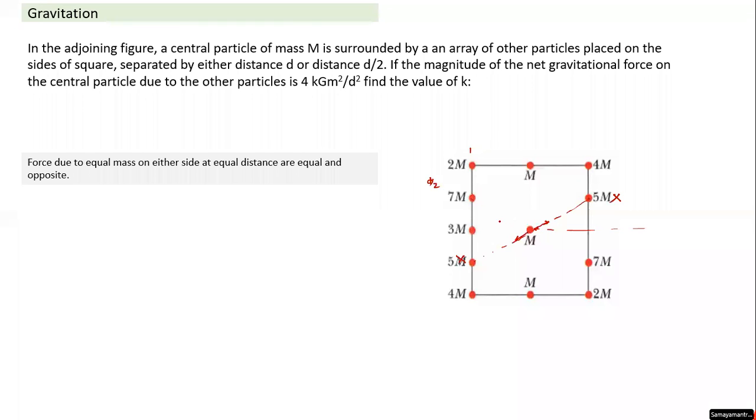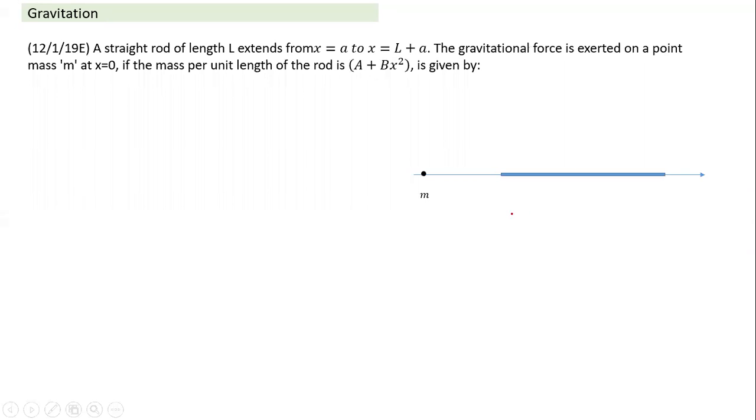Similarly, if I draw this line, this 7m and 7m also get cancelled. This 4m also forms a pair and gets cancelled. This 2m also will exert zero force on M. So what is the net force? The force exerted on M is only due to this one here. So that's taking advantage of symmetry, and we can easily find forces if any such question comes. A similar thing we do in the case of electrostatics as well.